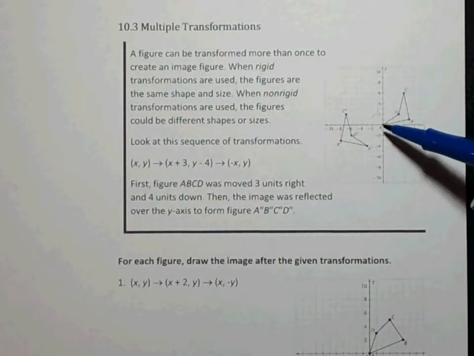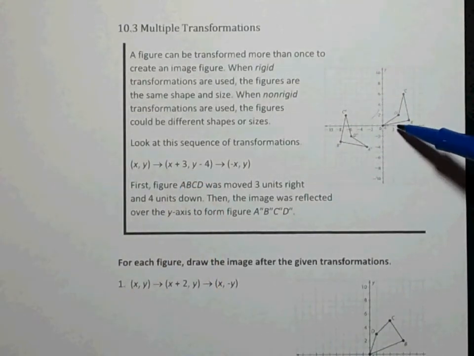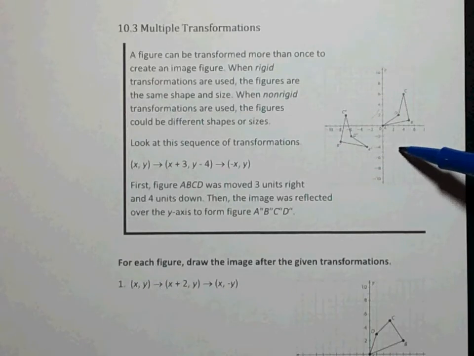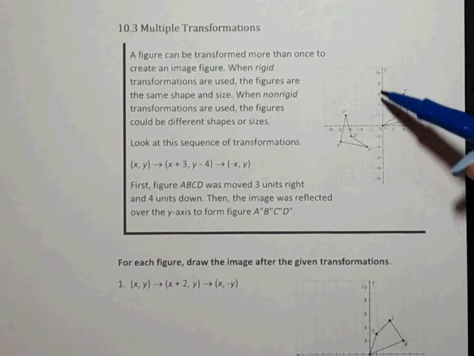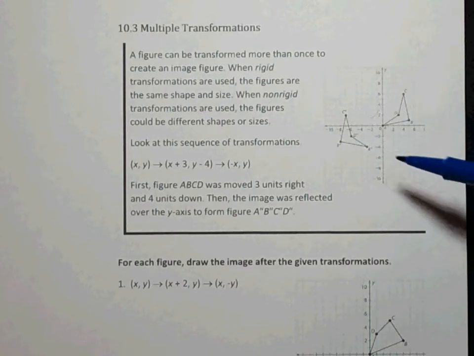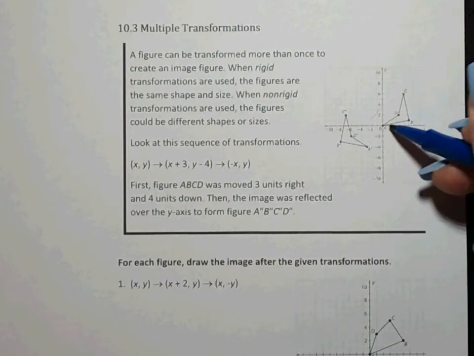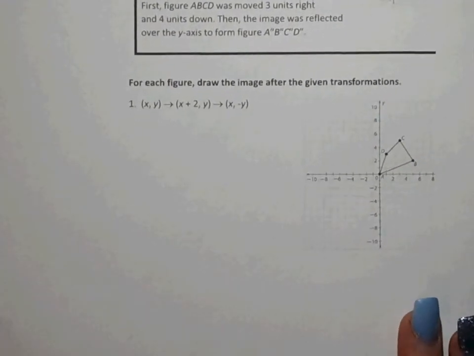So let's start with these points just so you can see. We're going to start with our point A. We're going to apply that first transformation right here. We're going to go to the right 3, go down 4, and then the next transformation right here is to reflect it across the y-axis. So reflecting it means that if this is my line of reflection and I am 3 away, I'm going to be 3 away on this side as well. So we're going to do that to all of our points. Alright, let's do an actual example together.